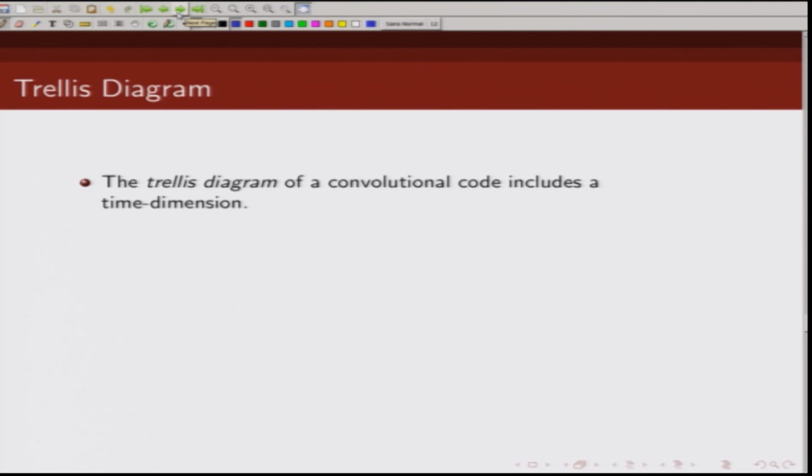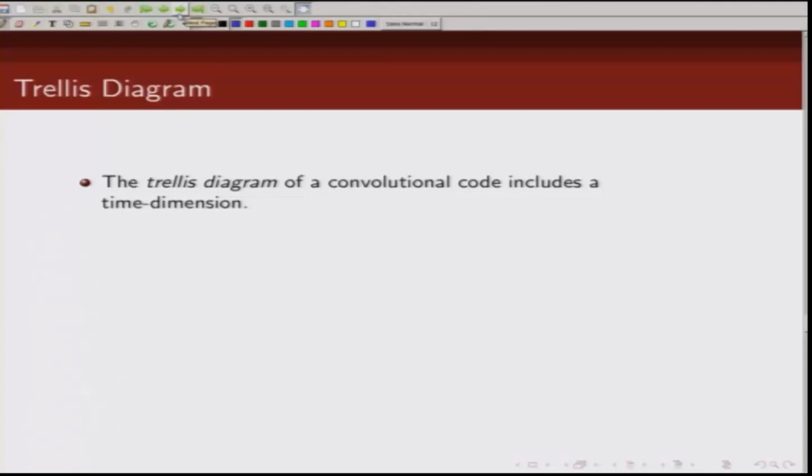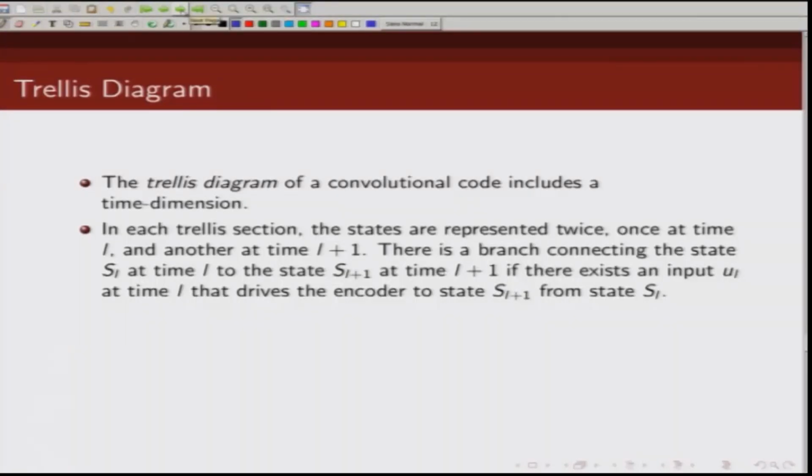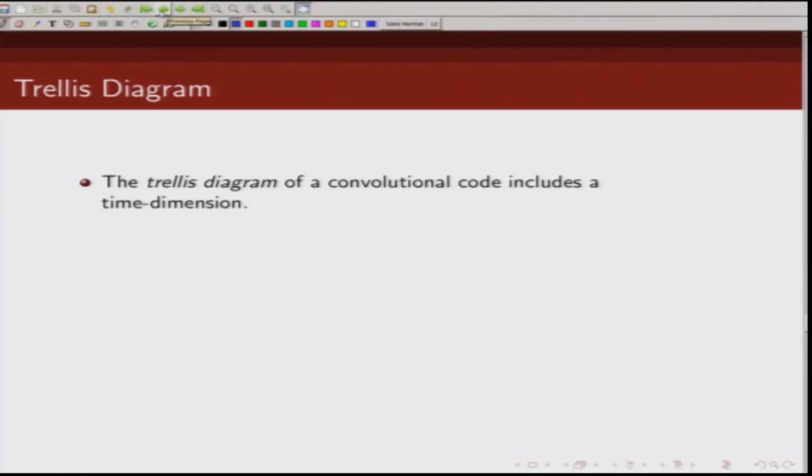So, next let us talk about trellis diagram. So, in trellis diagram we include another dimension which is the time dimension, and how do we show that time dimension? So, let us first talk about what is a trellis section. So, in a trellis section we represent each state twice. How do we represent each state? Let us take this example.